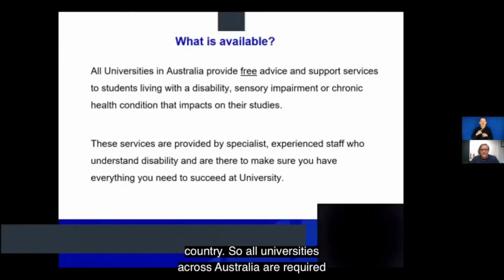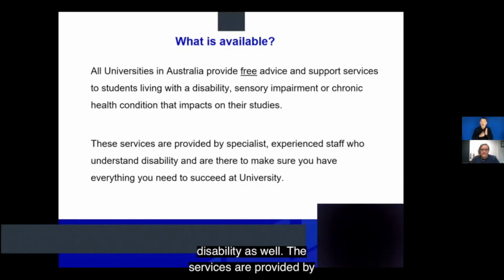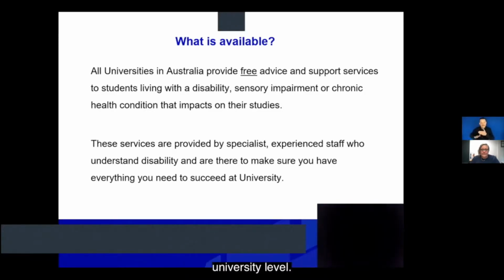So all universities across Australia are required to provide reasonable adjustments and support services for students with disabilities and chronic health conditions. Now, these services and supports are also available to someone who might be a carer of a person with a disability as well. The services are provided by specialised, experienced staff who understand disability and the impacts that it can have when you come to study at a university level.